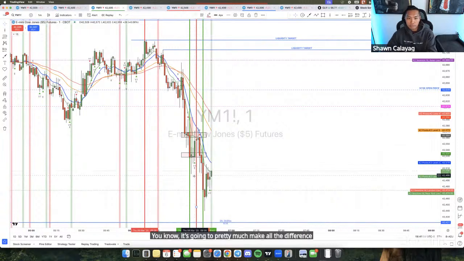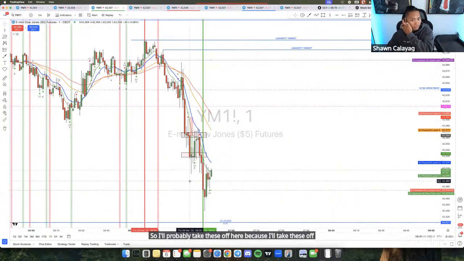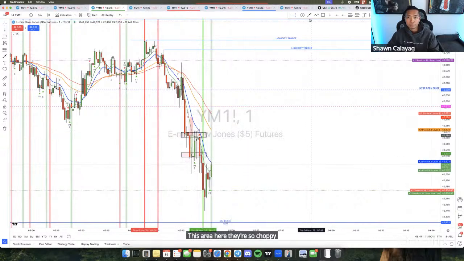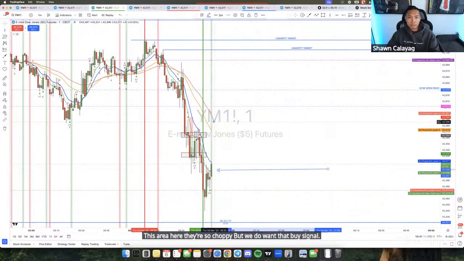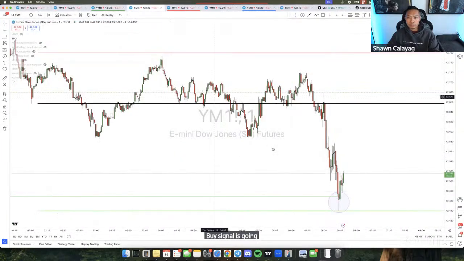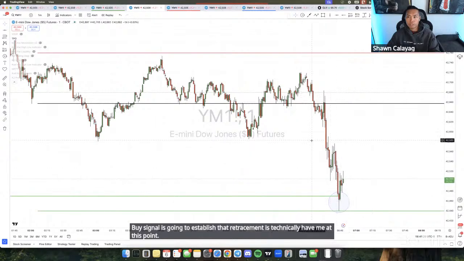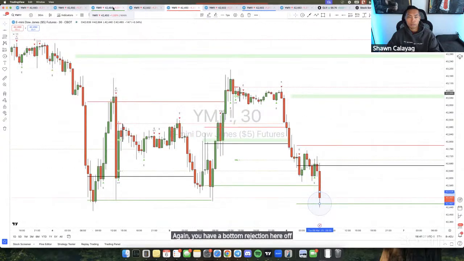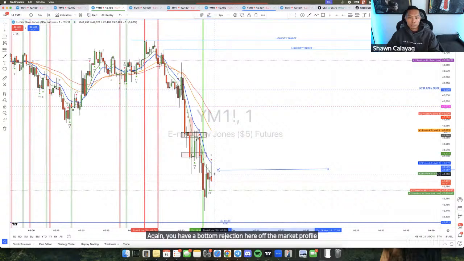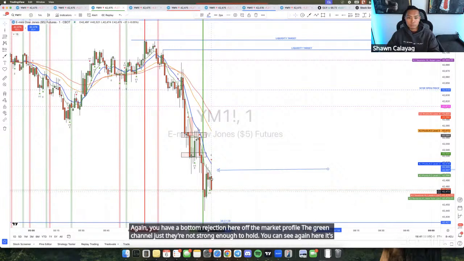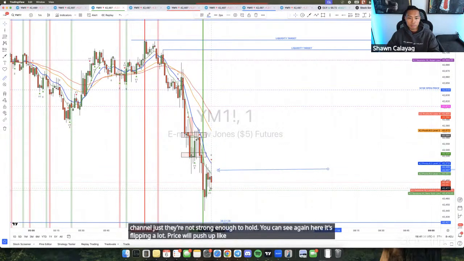So I'll probably take these off here because, obviously, it's a little irrelevant. This area here, they're so choppy. But we do want that buy signal. Buy signal is going to establish that retracement is technically happening at this point. Again, we have a bottom rejection here off the market profile. The green candle is not strong enough to hold. You can see again here, it's flipping a lot. Price will push up about 50 points and then it comes right back down.